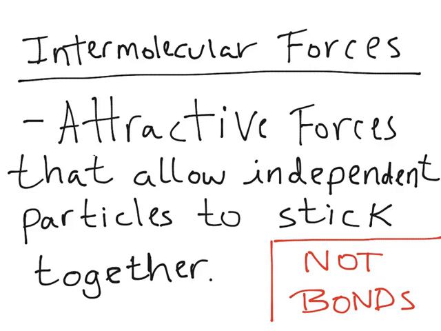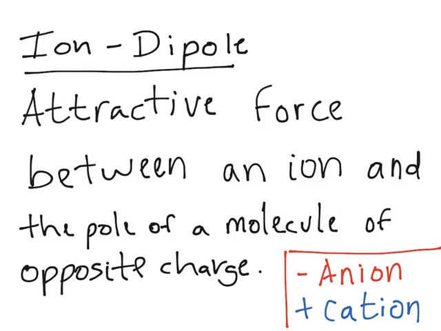So in this video, I'm going to talk about the first three types of intermolecular forces, and I'll talk about the induced intermolecular forces in the following video, just to not make it too long. The first type of intermolecular force is what we call an ion-dipole interaction. As its name says, it's an attractive force between an ion and the pole of a molecule of opposite charge. Just to remind you, there are two types of ions: anions, which bear a negative charge, and cations, which bear a positive charge.